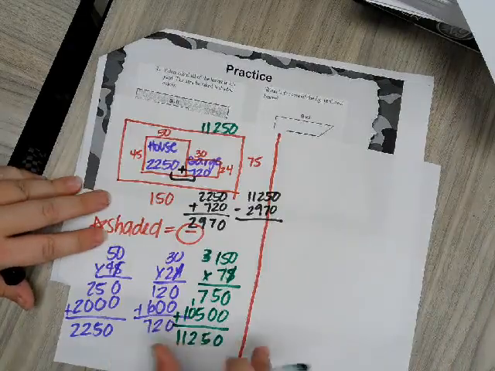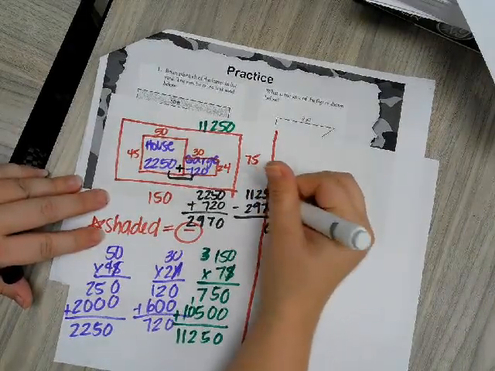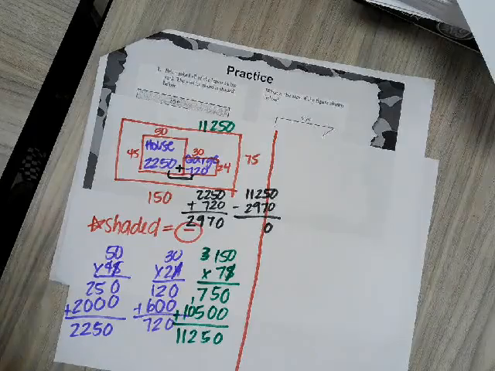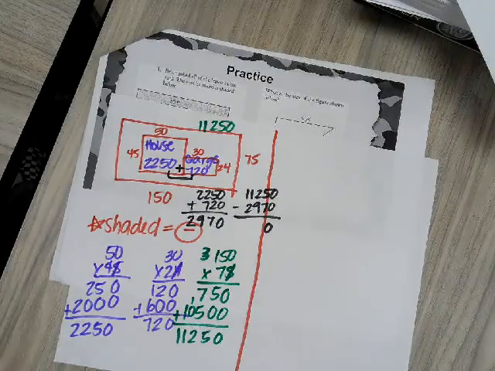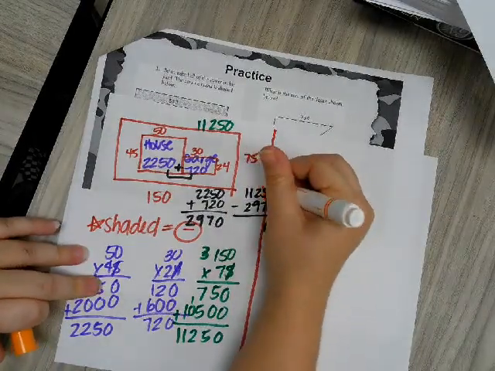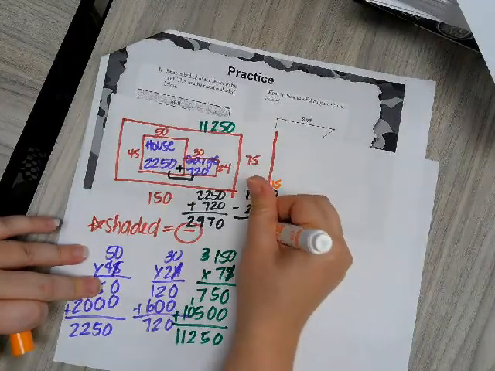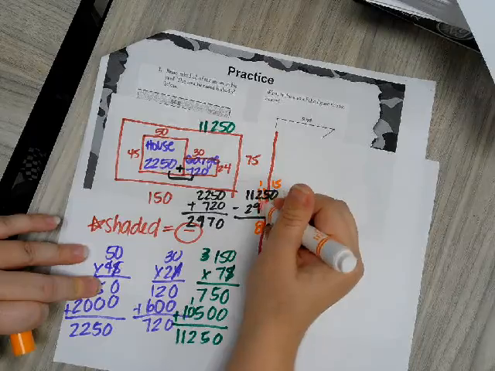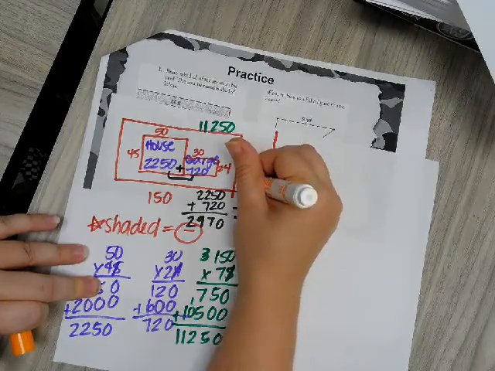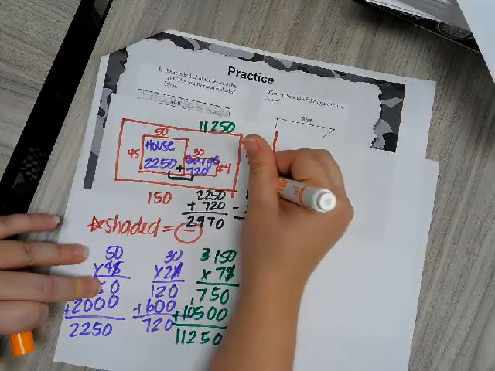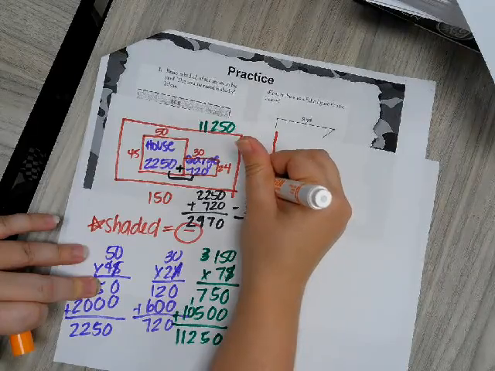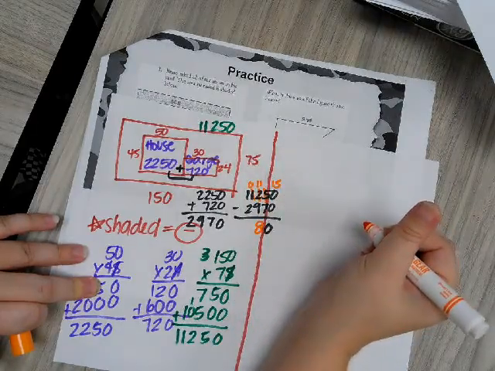0 minus 0 was 0. I can't do 5 minus 7, so this needs to turn into a 15, which makes this a 1. 15 minus 7 is 8. I can't do 1 minus 9, so this changes to an 11. 11 minus 9 is 2.